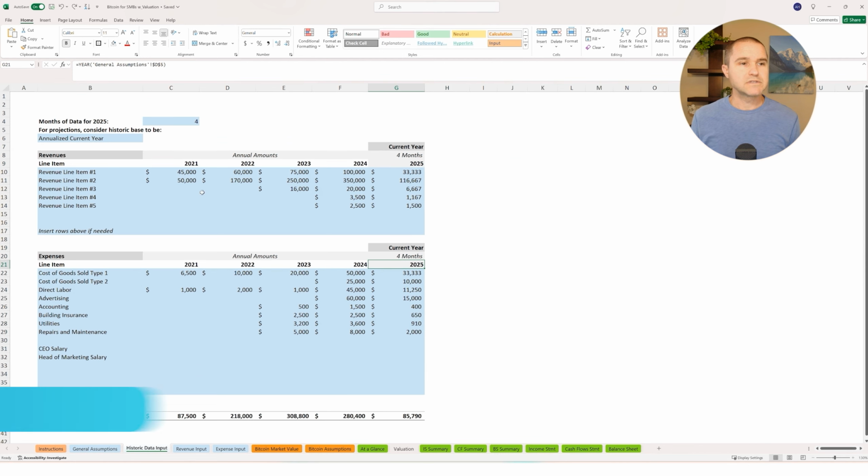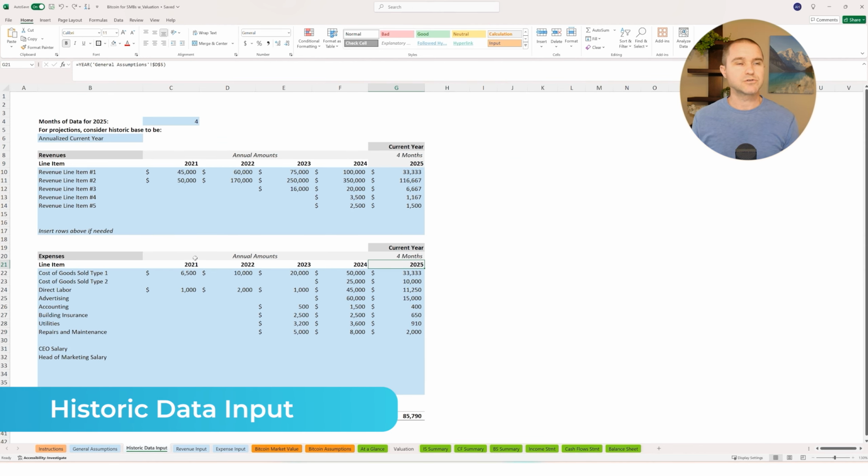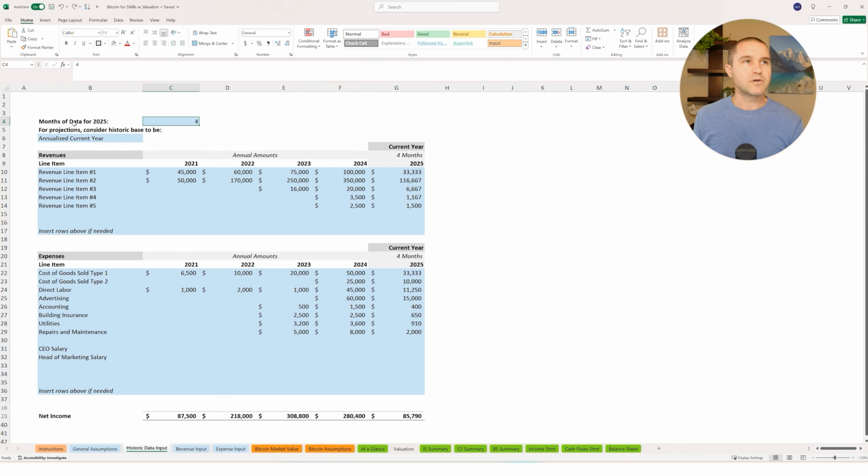We are also able to enter your historical financial data. So you can set the number of months of data. If it's mid-year, like if you're starting this in April of 2025, for example, and you've already got 4 months of data in 2025, you can enter the number of months you have for the current year. And then you can select from this dropdown what you want your baseline of projections to be based on.